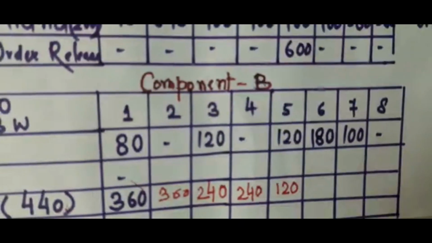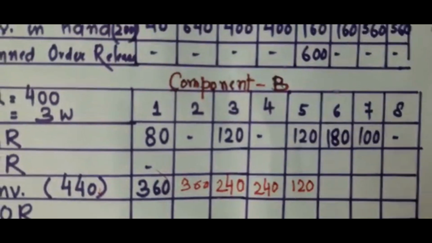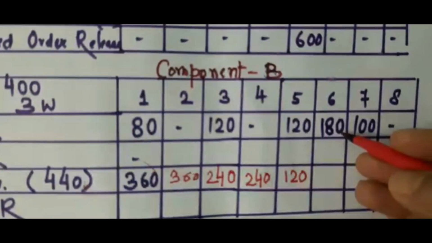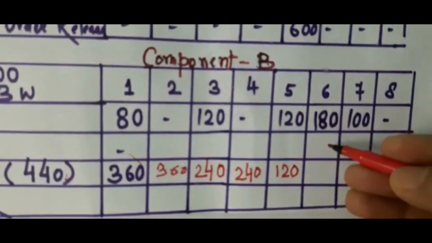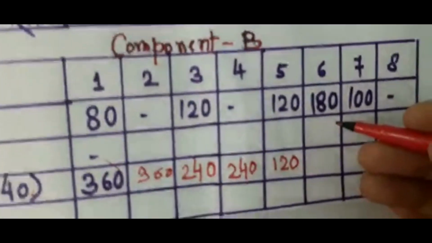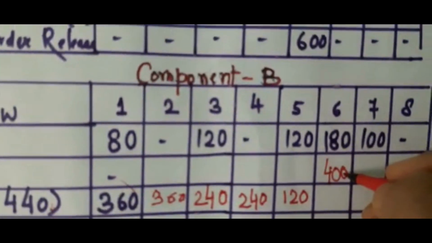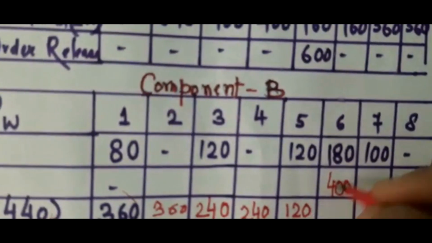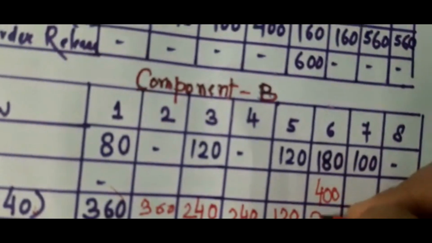In the 6th week, my requirement is 180 and my inventory at the end of 5th week is 120. I will not be able to meet my demand in the 6th week. So I have to receive something in the 6th week. In what quantity can I receive? Since the order quantity is 400, I have to receive in an order quantity of 400 in the 6th week. So my total inventory becomes 400 plus 120, that is 520, out of which my demand is 180. So I am left with 340.